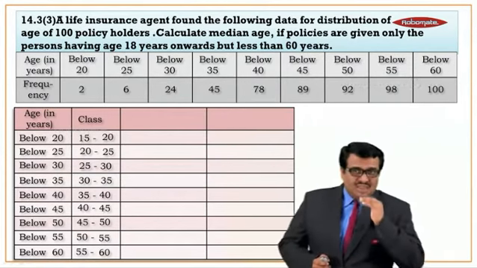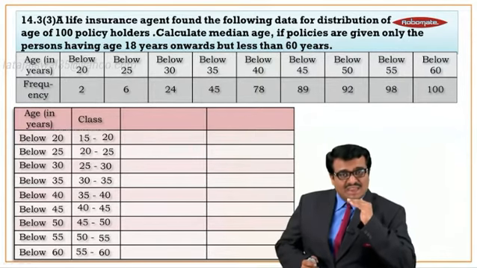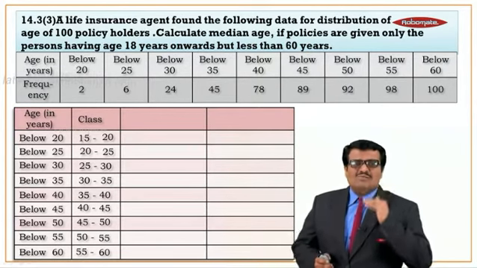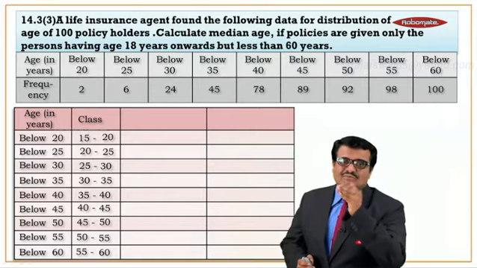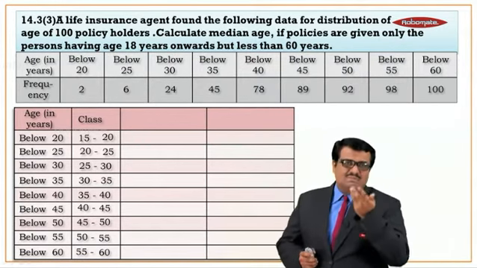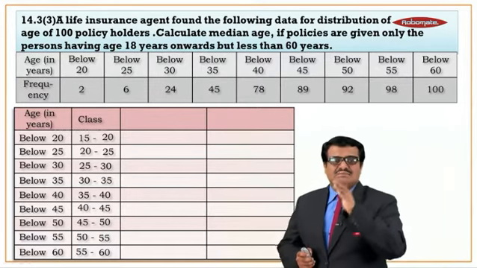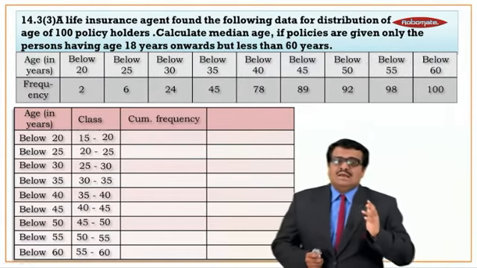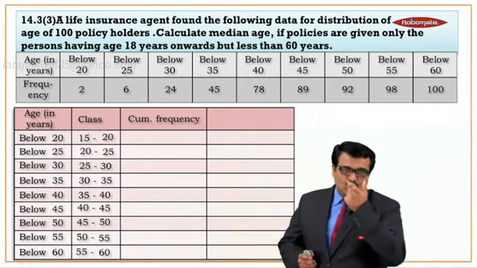Okay, now in the question it is said persons having 18 years onwards. But for calculation, we have taken the first class as 15 to 20. You can write 18 to 20 also, no problem. But for simplicity, for calculation, we are taking it as 15 to 20. Okay. The second column is cumulative frequency.